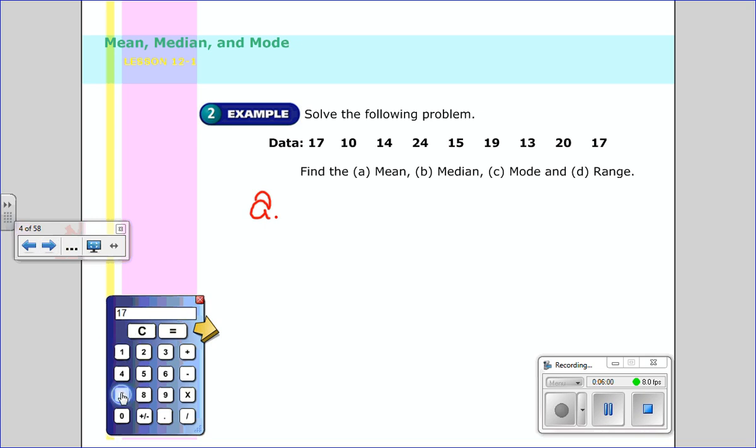So 17 plus 10 plus 14, 24, 15. Oh, whoops. I just made an error there. We have to start this over again. So 27 plus 14. This is not quite working how it should. All right, let's see if I can get my calculator here.